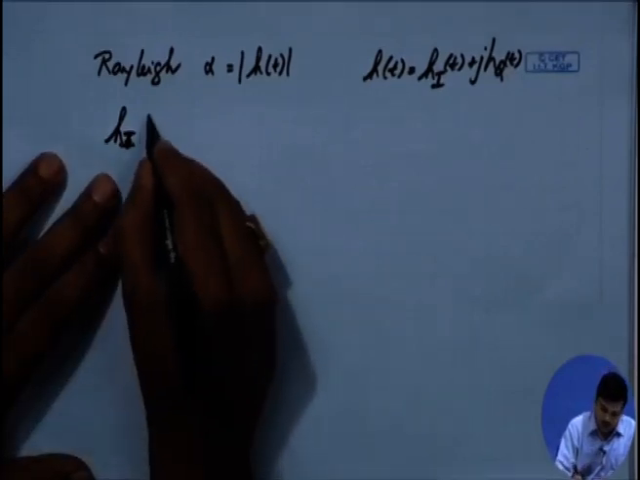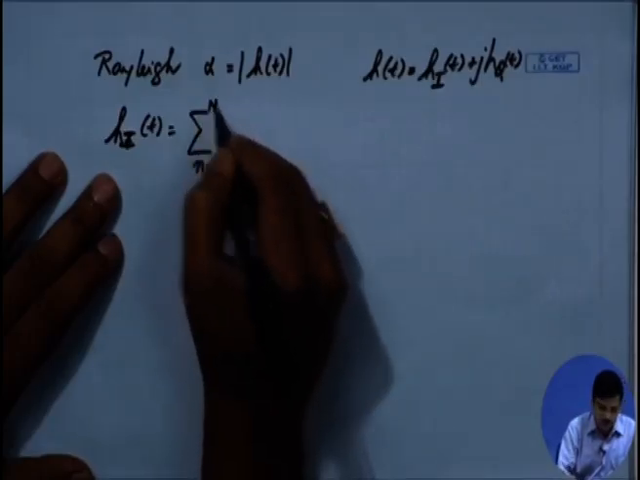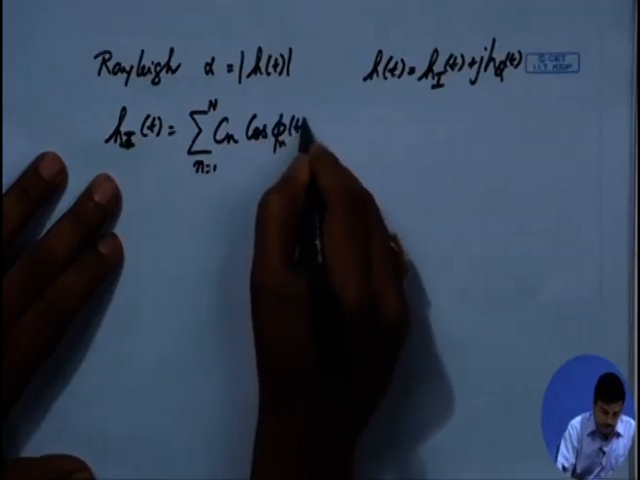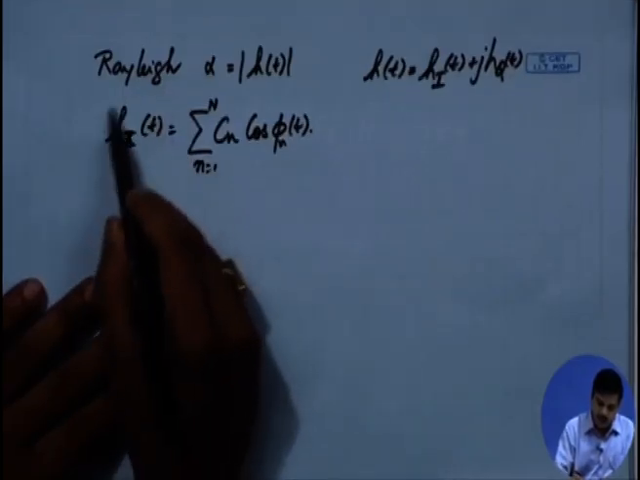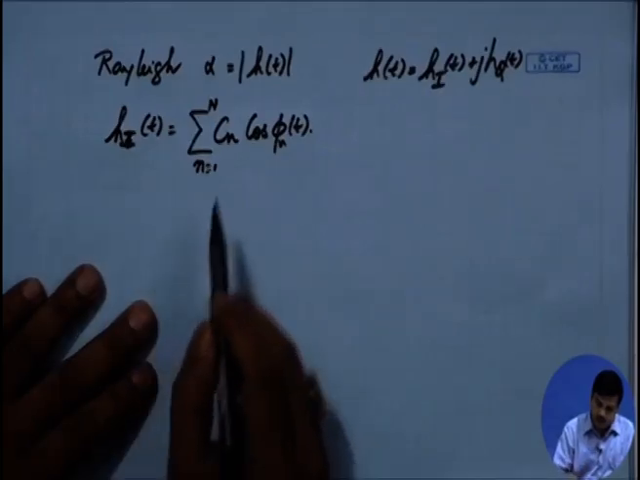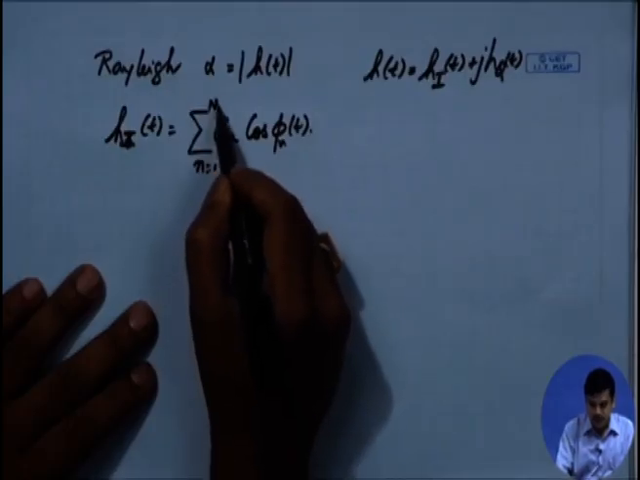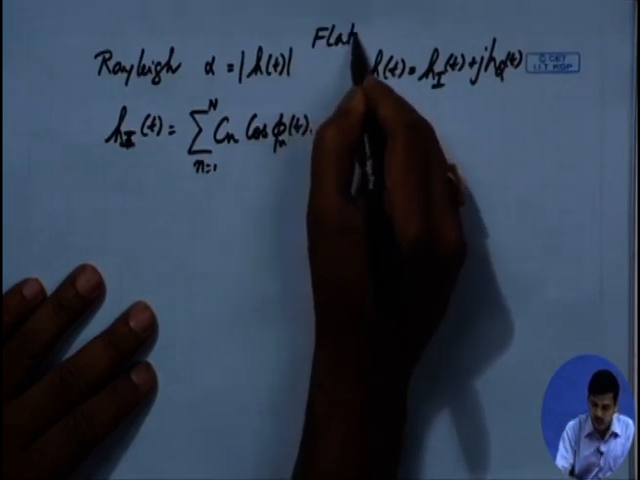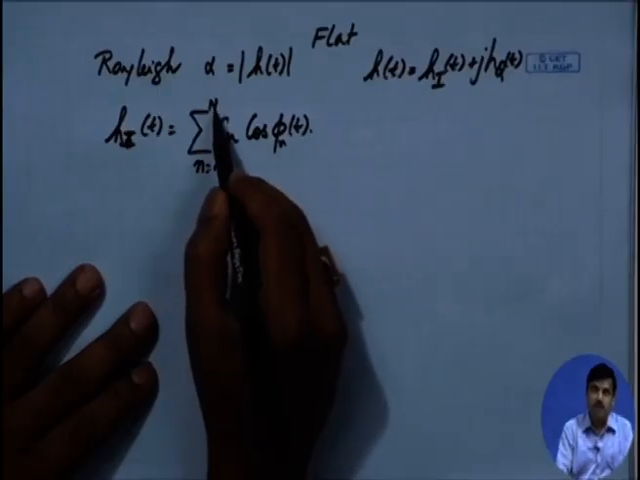If we look at h I of t that we have explained before, it is a sum of n components including cos phi n of t. So, when we arrived at Rayleigh, we assumed that this is Gaussian distributed following the central limit theorem, and that was true when the number of paths that arrive was pretty large. We considered flat fading when these different paths all arrive almost at the same time.